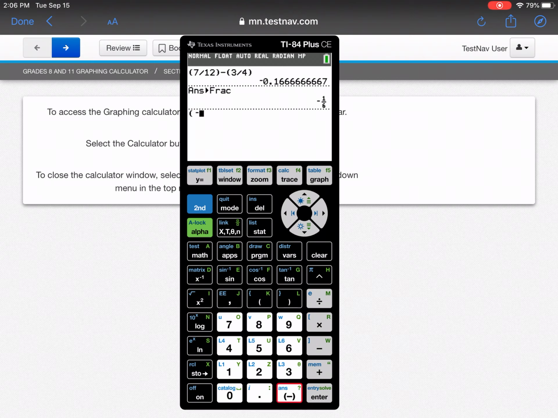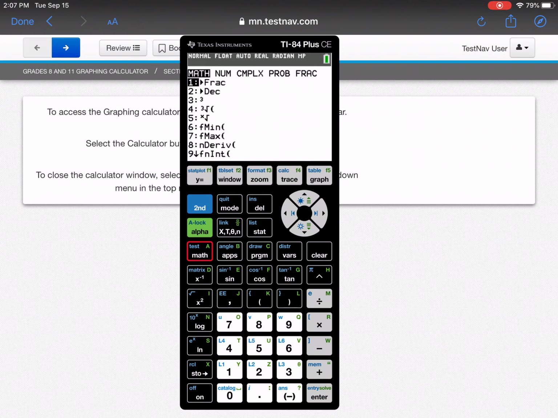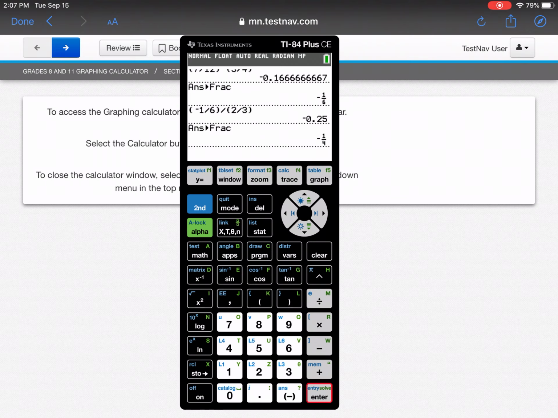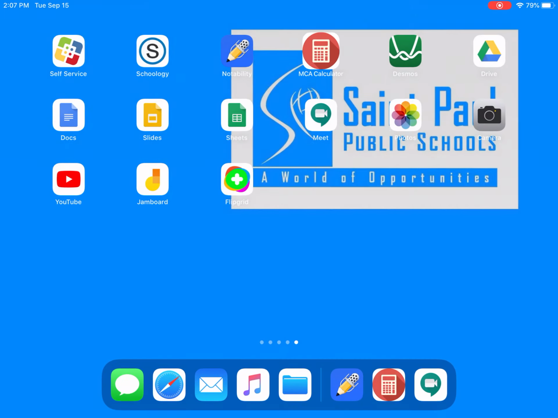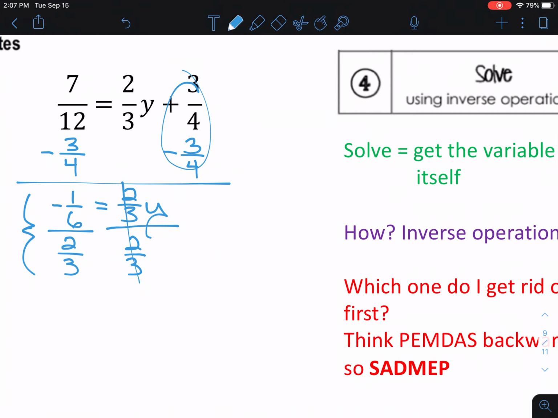Negative is on the bottom there. 1/6 divided by 2/3. And once again, we get a fraction. We're going to convert it. So math, enter a couple times, and you get negative 1/4. So I have negative 1/4 equals y. Okay, hopefully that makes some sense.